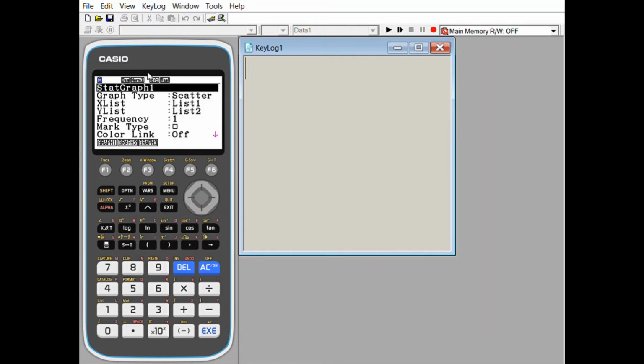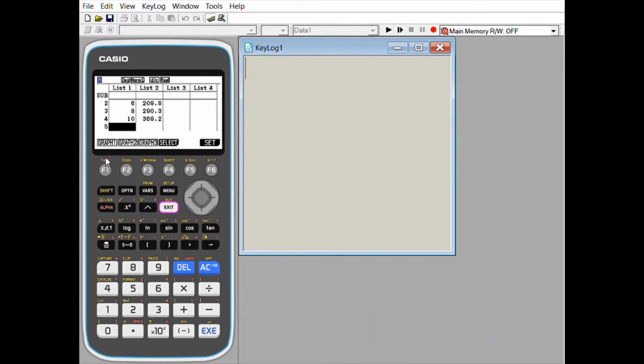So graph 1 is a scatter graph, and that's what I want. The X list is list 1 and the Y list is list 2. That's what I want. I've put my X list, my 4, 6, 8 and 10 into X and my Y's into list 2, so that's perfect. Frequency of 1, life is good. So exit, graph 1.